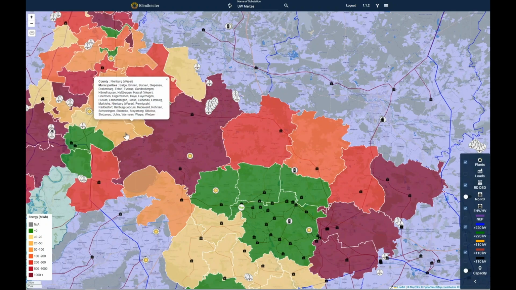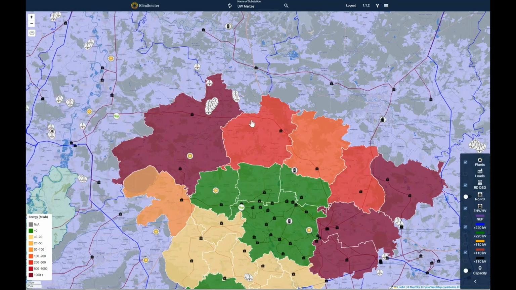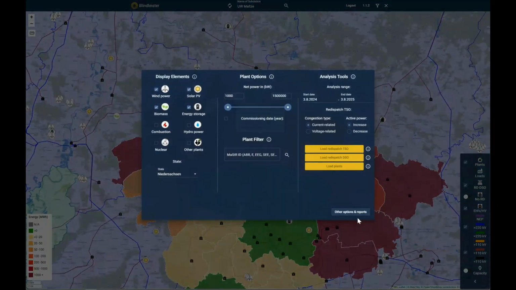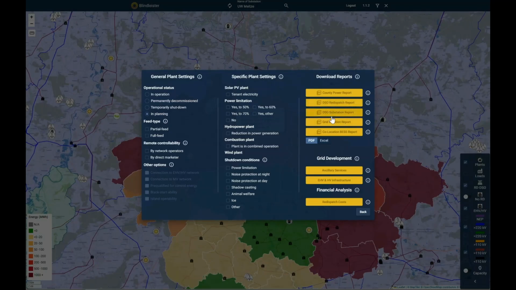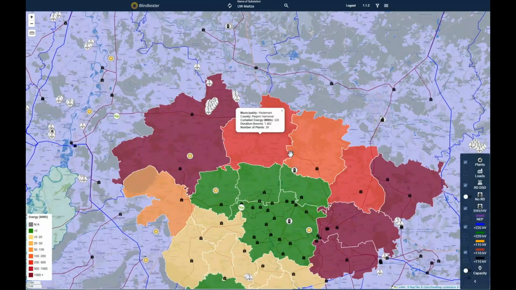We can also click here and see how it goes further. But let's stick to this county. We want to analyze now more how much the substations at this line are actually affected. So let's get a report for this. It's the DSO substation report, and click apply.